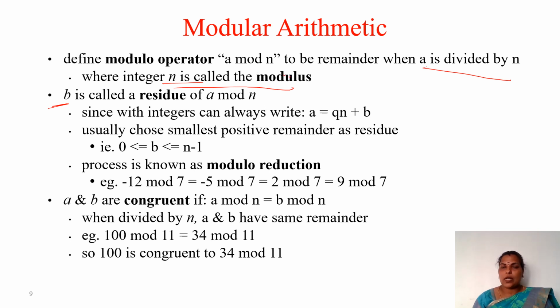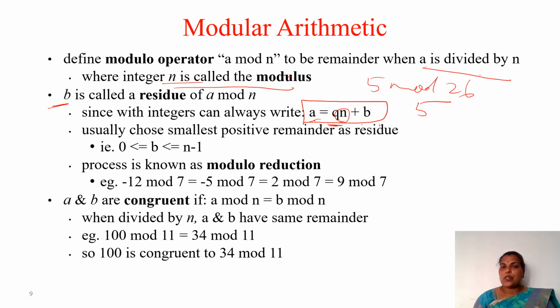That is the answer. So here n is called the modulus, for example mod 26. What is 5 mod 26? A mod n means A is divided by n. So 5 divided by 26 gives 5. So B is called the residue of A mod n. So we can write A equal to Qn plus B. This way also we can write: this is the dividend, then the quotient times the divisor, plus the remainder or residue.